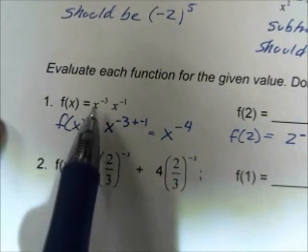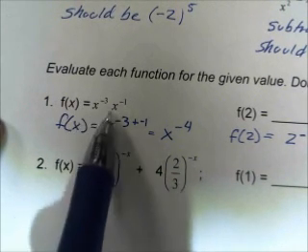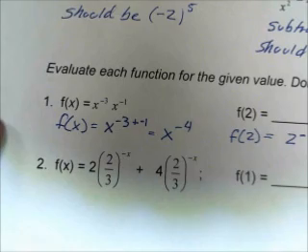Or we could have put in 2 first, 2 to the negative 3 times 2 to the negative 1, and worked it out that way.